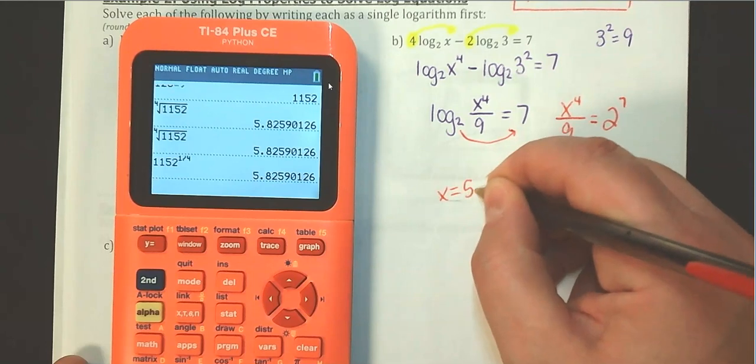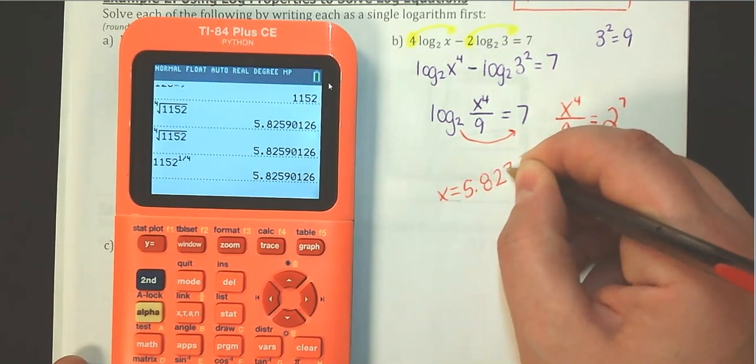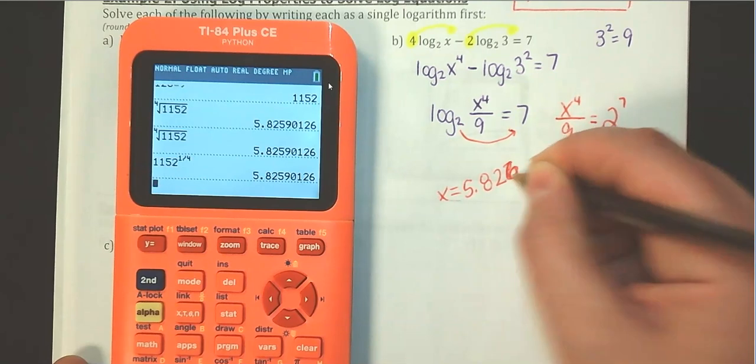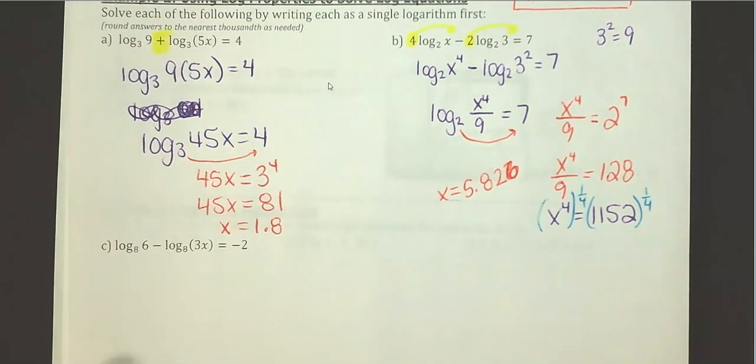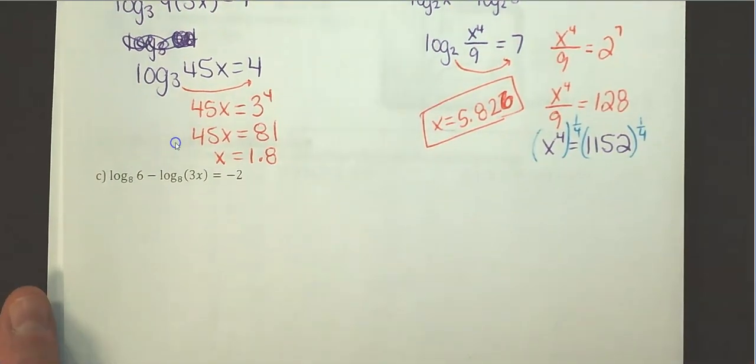All right, so this is 5.826, right? If I round that to the nearest thousandth, which most of these questions are going to have you do. And again, I don't put a plus minus because if I had a negative answer there, it would cause me to take the log of a negative number, which I'm not allowed to do.